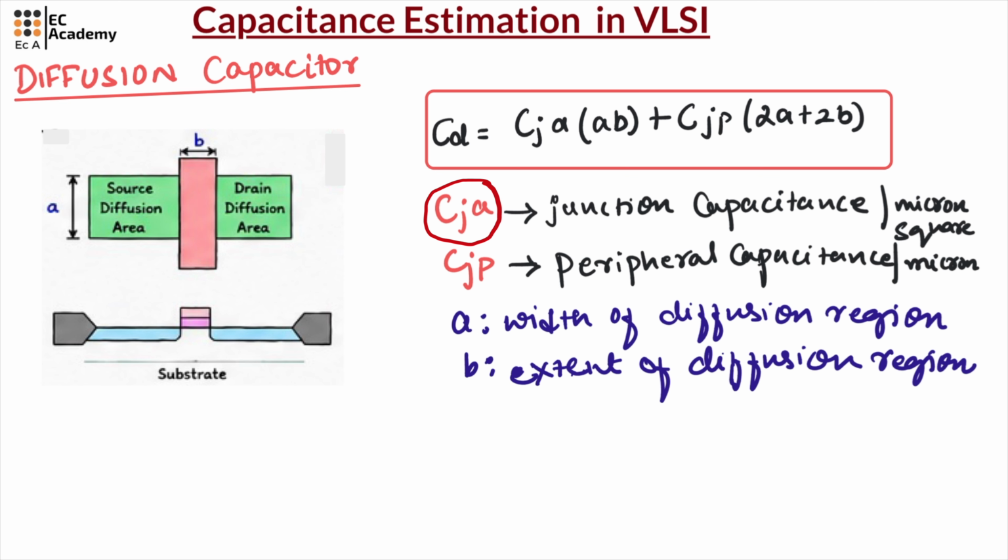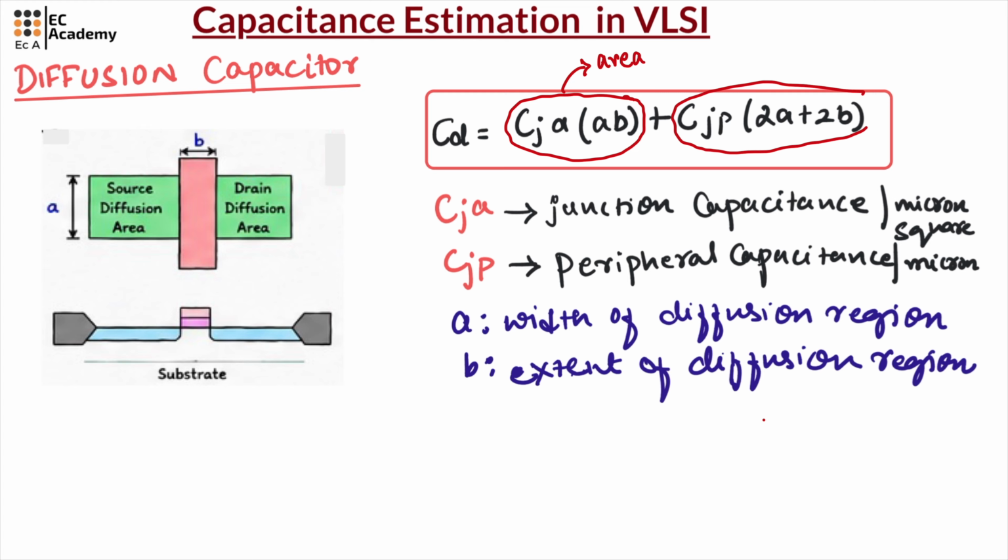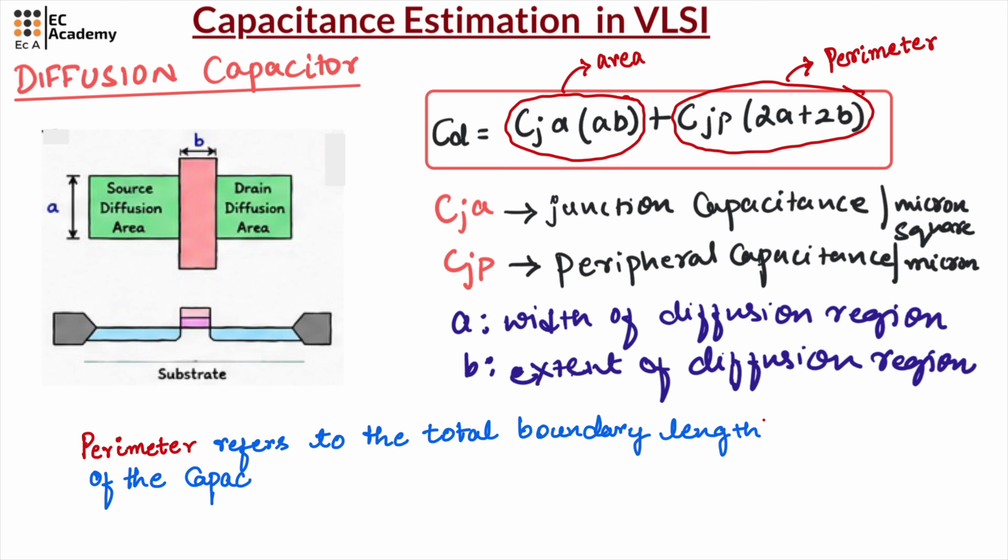CJA is the junction capacitance per micron square and CJP is the peripheral capacitance per micron, A is the width of the diffusion region and B is the extent of the diffusion region. So, the first part, CJA times AB, comes from the area, and the second part, CJP times (2A plus 2B), comes from the perimeter. So, the diffusion capacitance has an area part and a perimeter part. You need to remember, area gives one capacitance contribution and the boundary or perimeter gives another contribution.